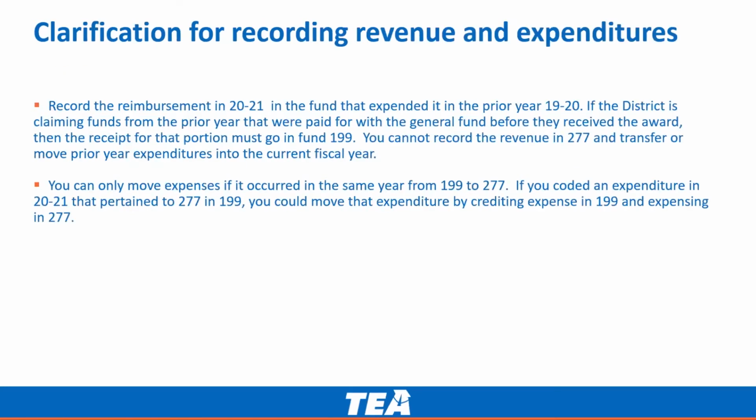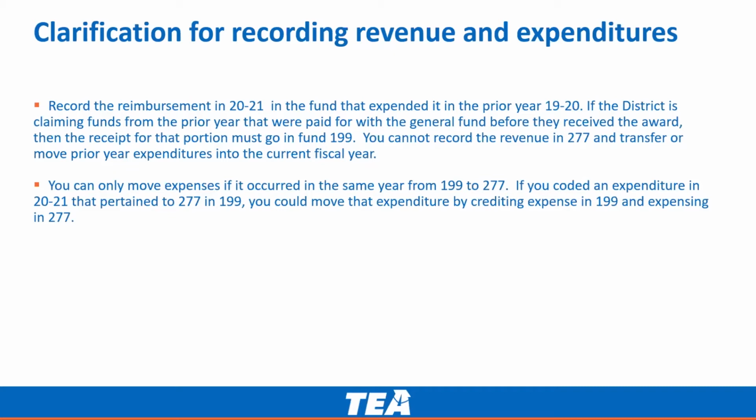And then just a couple more clarifications, just so that we continue to hit home the accounting for it. You'll record the reimbursement in 2021 in the fund that expended it in the prior year, in 1920. So I'll give the example of the general fund again: the receipt of those funds must go in Fund 199. And then that last sentence, you cannot record the revenue in 277 and transfer or move prior year expenditures into the current fiscal year.